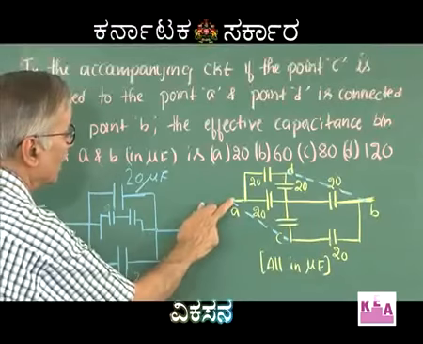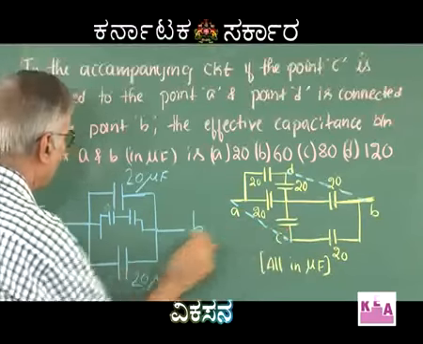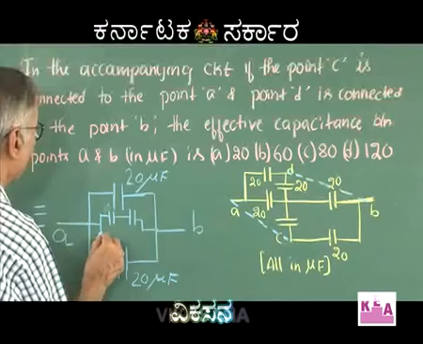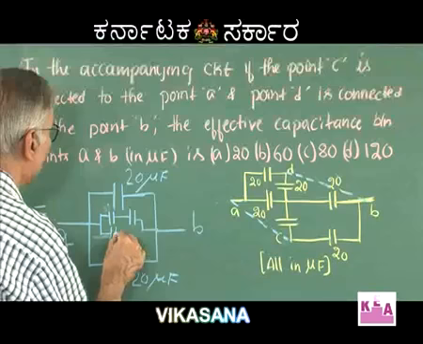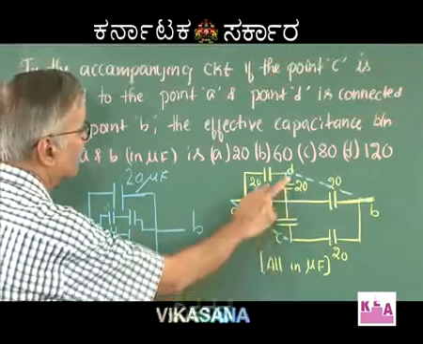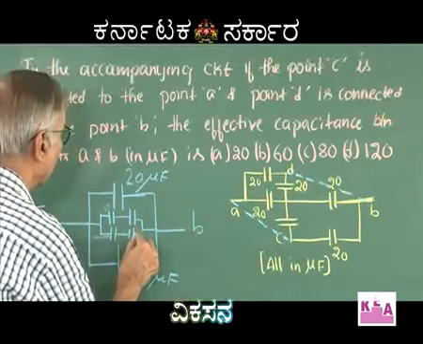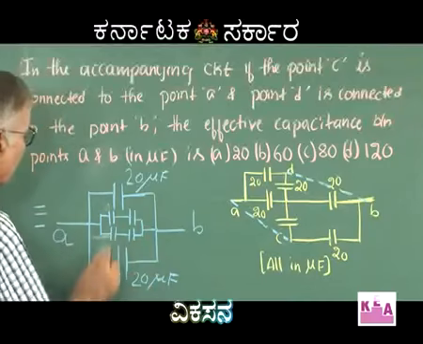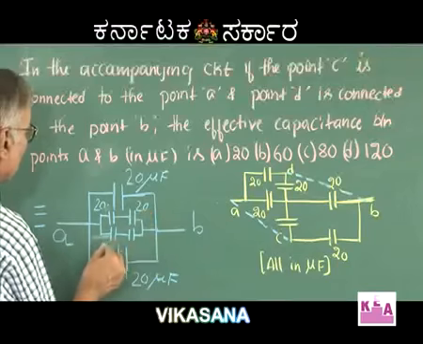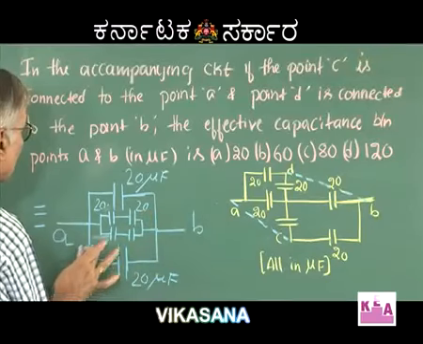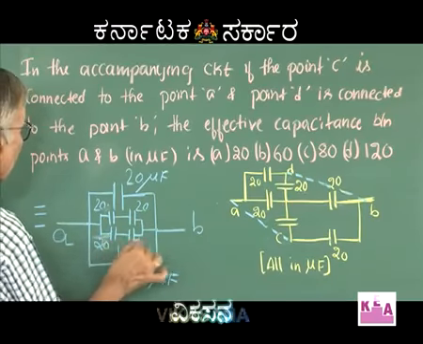Same thing, A and C are equivalent. It is connected to the first plate and the second plate is connected to the first plate of the next condenser and the other plate is connected to B. Each of these are 20 microfarad each.